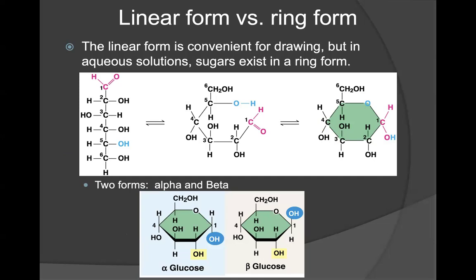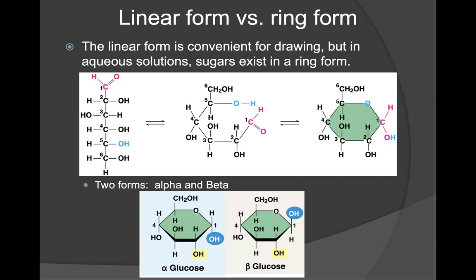If you remember the versatility of carbon, sugars can be present in a linear form, but they can also be present in a ring form. Most of the time in aqueous solution, sugars will exist in the ring form, such as glucose here. When you have glucose in the ring form, it can exist in 2 different isomers, the alpha and the beta form.